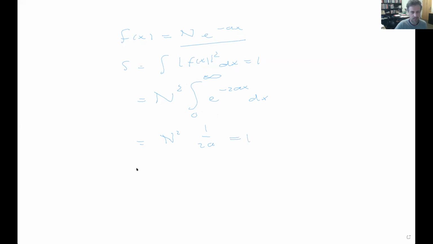And so this thing must be 1. Okay, so that's easy. That simply means that N squared equals, the 2a goes to the other side of the equation, the right-hand side. N squared is 2a. That means that N equals the square root of that. So that implies, in the end, that my function f(x) equals the normalization constant, which is now the square root of 2a, times this function. It is now normalized, whereas before it was not.